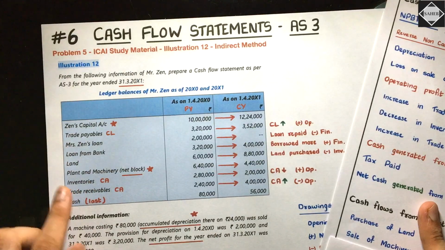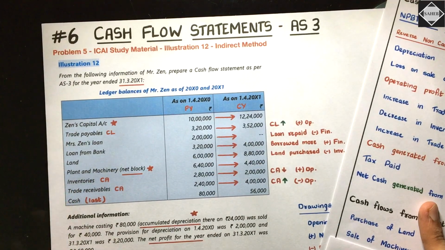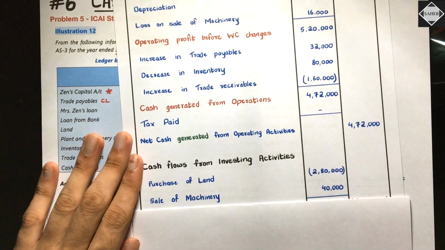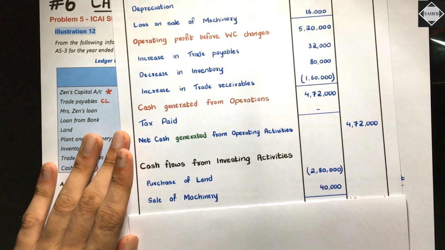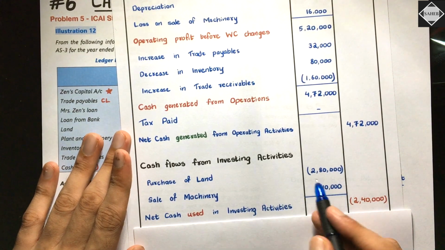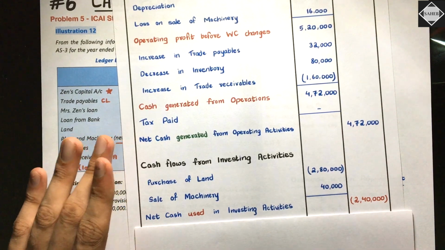See in the question, inventories, trade receivable, cash, nothing else. Everything we have done, right? So that means investing activities only two cash flows. So minus 280 plus 40, that's equal to 2,40,000 negative, right? It's negative. Minus 280 plus 40, that's equal to 2,40,000 negative.